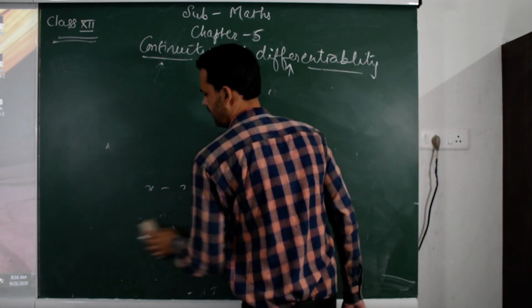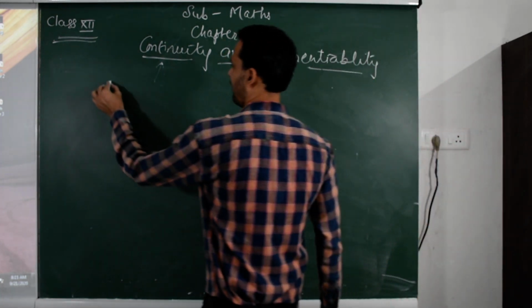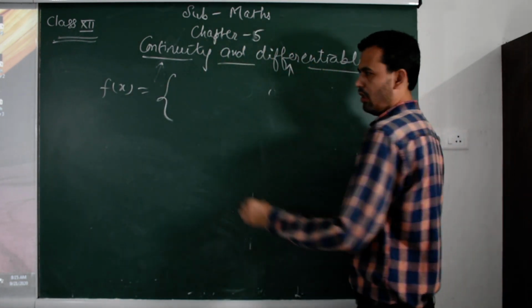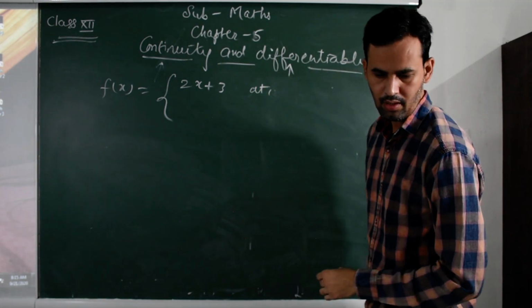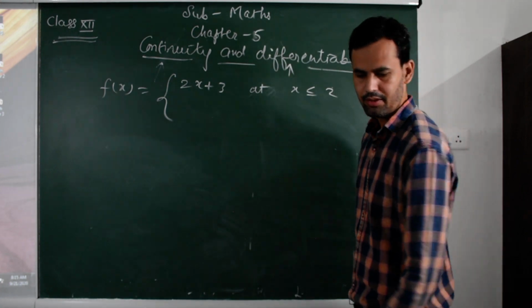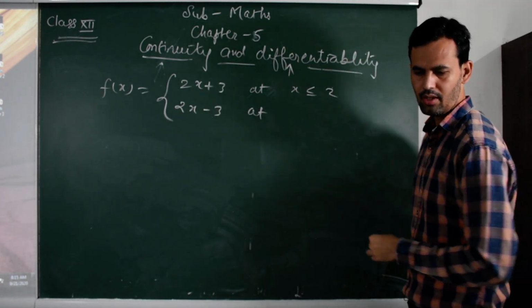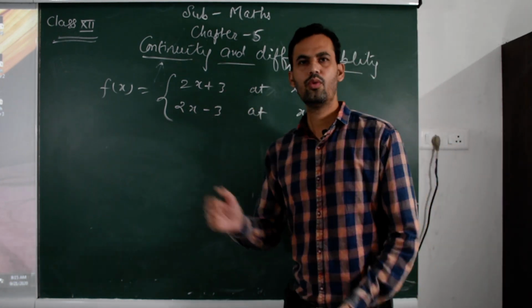Question number 6. In this question, there are intervals given. There are two intervals given. f(x) equals 2x plus 3 at x less than or equal to 2, and 2x minus 3 at x greater than 2. Okay. There are two values given.